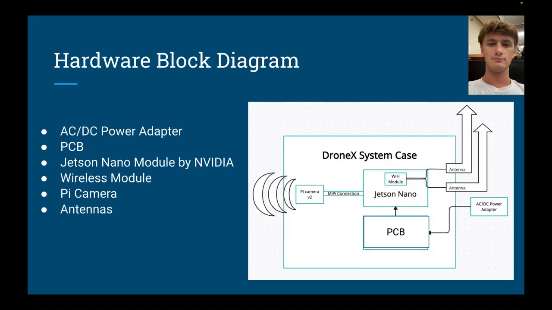Next, we're going to take a look at the hardware block diagram, beginning with the AC to DC power adapter, and this will plug into the wall outlet, and then in turn also plugs into our PCB. The PCB then powers the Jetson Nano, which houses our wireless module. The wireless module utilizes two antennae that stick outside of our system case. And lastly, we have the Pi camera, which has a MIPI connection to the Jetson Nano.